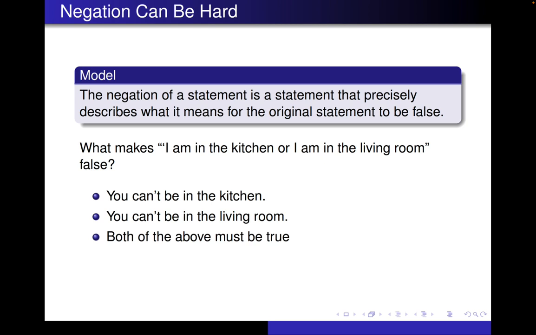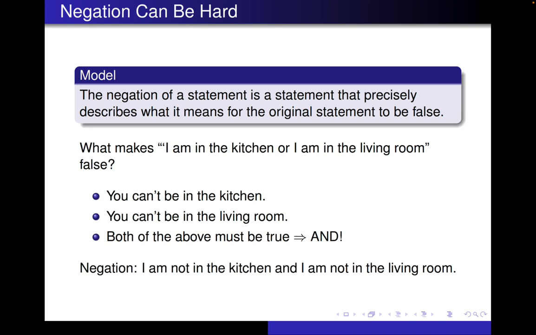And both of those things must happen. I can't have one of those things fail. If I'm in the kitchen and not in the living room, it still makes the statement true. If I'm in the living room, not in the kitchen, still makes the statement true. So both of those statements have to be true, which sounds a little bit familiar. Doesn't that sound like an and statement? So then the negation is going to be I am not in the kitchen and I am not in the living room, which is a much more useful way of stating what it means for that statement, I'm in the kitchen or I'm in the living room, to be false.